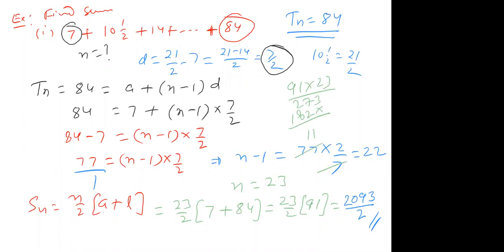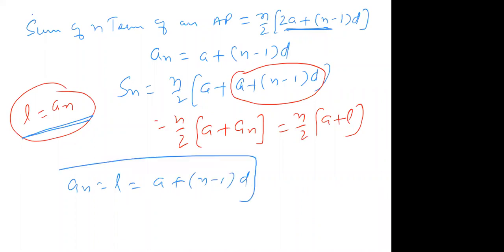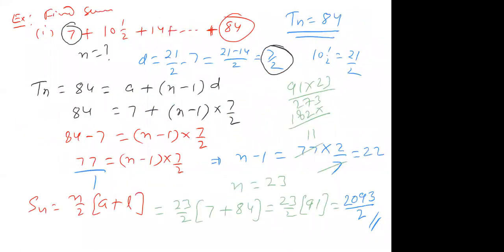See, in the previous slide I have told you this. l is nothing but an. So this quantity an is l. This is a plus (n minus 1) into d. So in this case, l represents the last term. Here the last term is given, that is why we are using this formula. What is the last term given? 84. That is l.